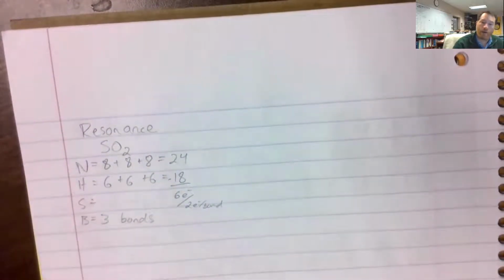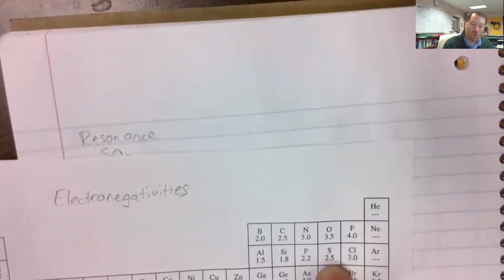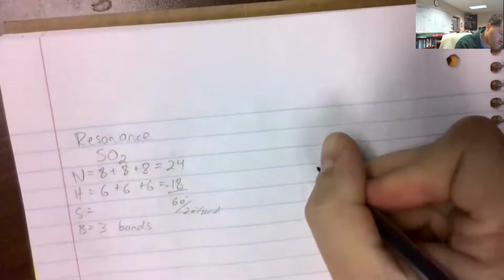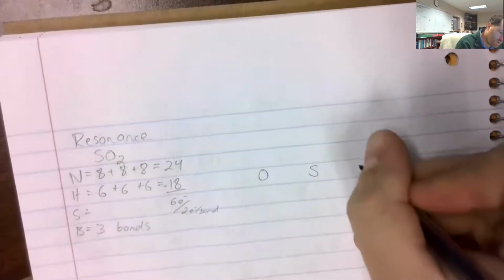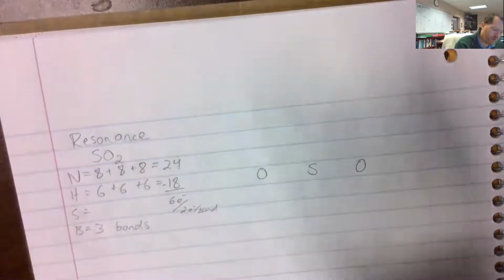So we're going to need 3 bonds. Take a look at our electronegativity table. Sulfur is 2.5. Oxygen is 3.5. So sulfur is going to go in the middle. Place our oxygens. We've got 2 of them. Place them around the outside there. 3 bonds.